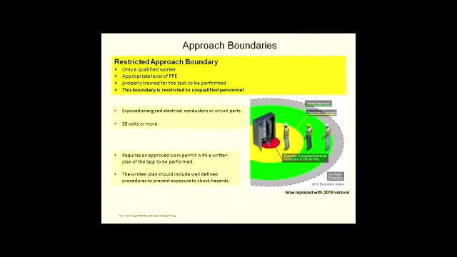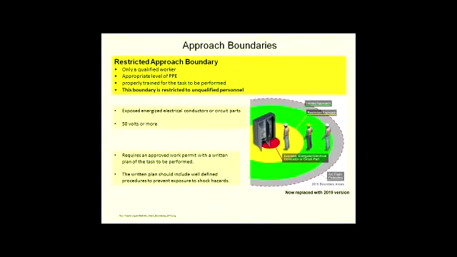Okay, so this yellow area here requires an approved work permit with a written plan of the task being performed. In other words, the written plan should include well-defined procedures to prevent exposure to shock or hazards. What this says is that if you're getting this close to the equipment, to the energy source, you should not be there unless you actually have a purpose or business in going there. Otherwise, there is no reason for anybody to be there because of the risk of an arc flash.